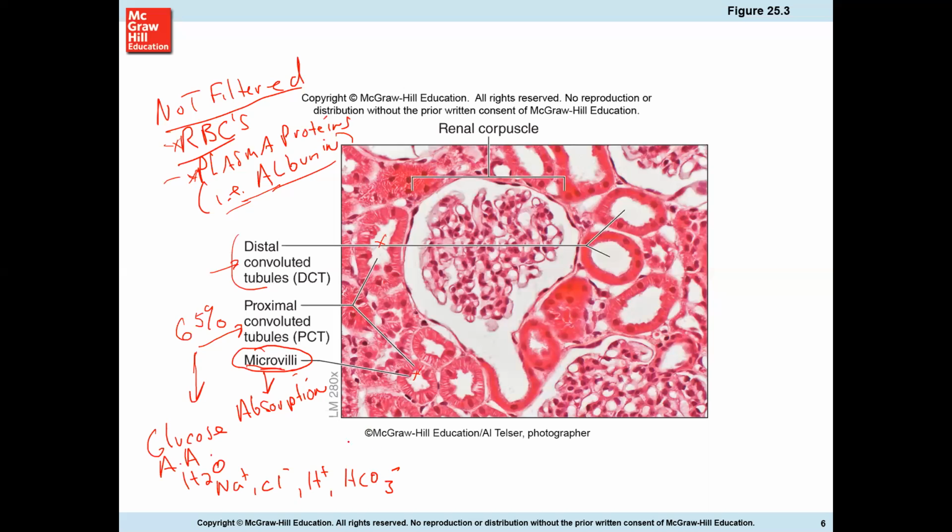right? And other solutes. So these are the solutes, the 65% of everything that's going to be reabsorbed through the microvilli back into the PCT cells and then back into the blood. So whatever remains in the PCT lumen is going to be still filtrate, but also has a chance to be reabsorbed in the loop of Henle, or the nephron loop.